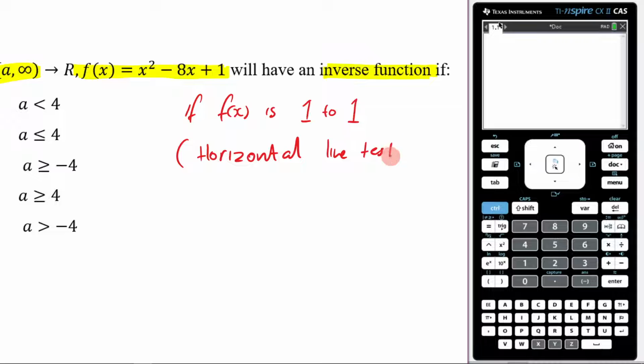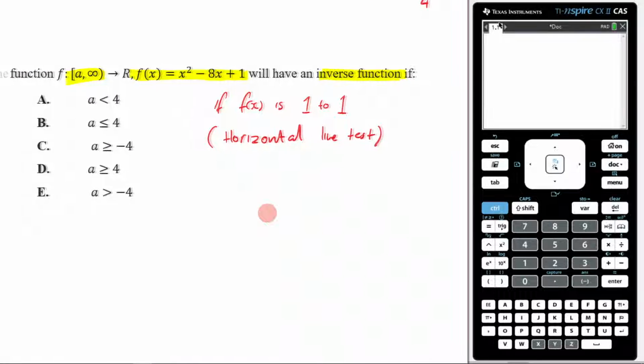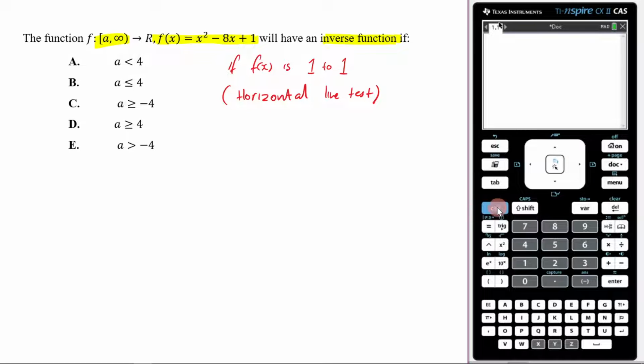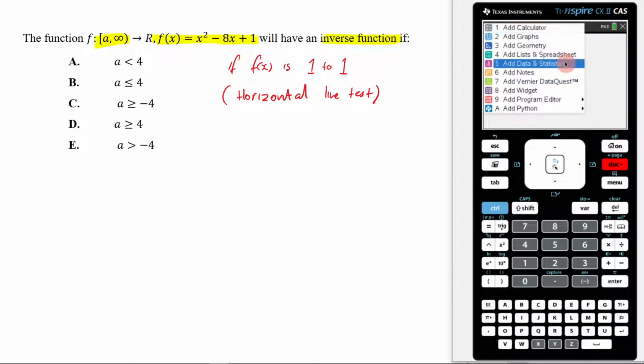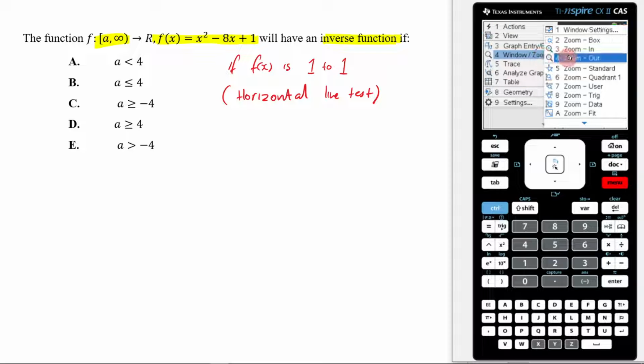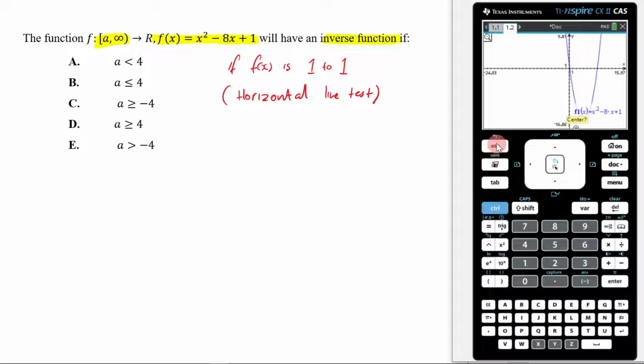So if you wanted to, what you could do is just sketch this graph and see what it looks like. So let's come over here. Let's go Control, add a graph page. We want to go x squared minus 8x plus 1. Hit enter. Menu, window, zoom, let's zoom out a bit. Okay, that's good. All right, so there's our graph right there.